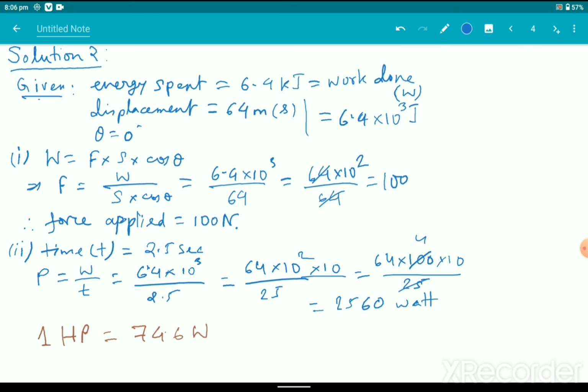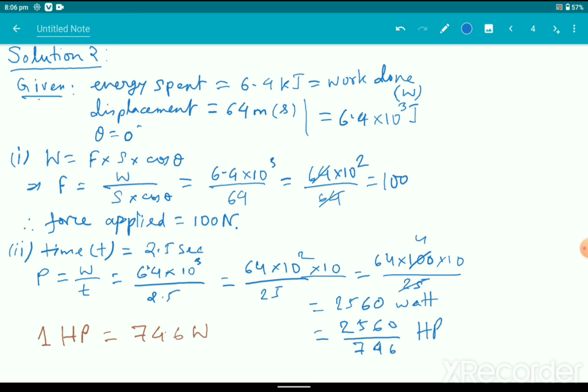Your answer will be something like this: 2560 by 746 horsepower. Now obviously you can do the calculations, so I'm leaving the calculations to you. Please do the calculations, find out the answer and mention it in the comment section. I'll be waiting for your answer.